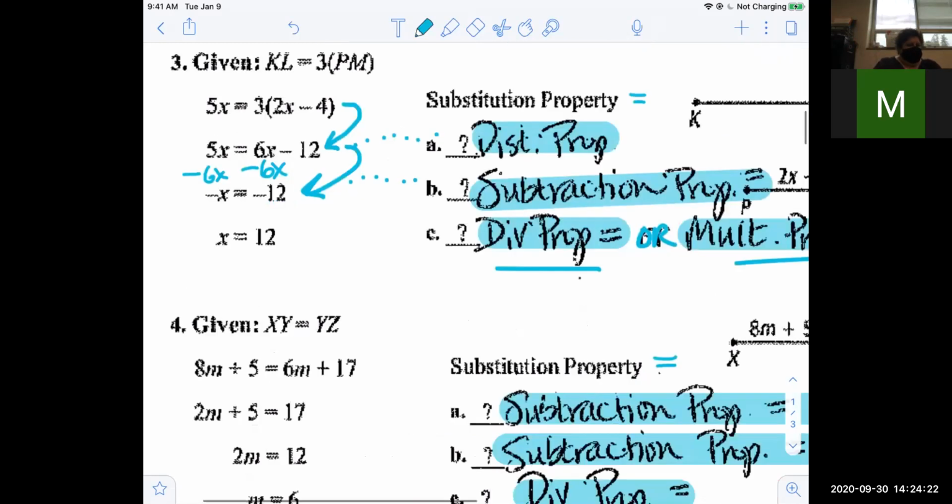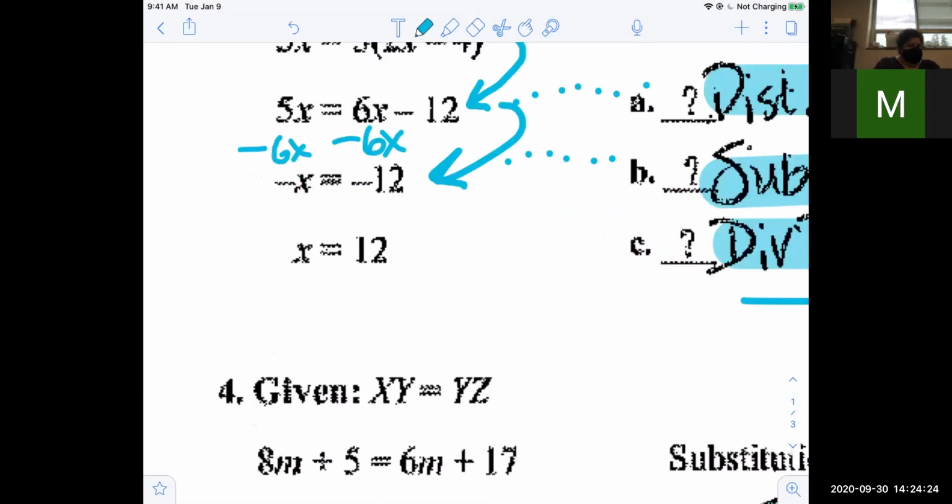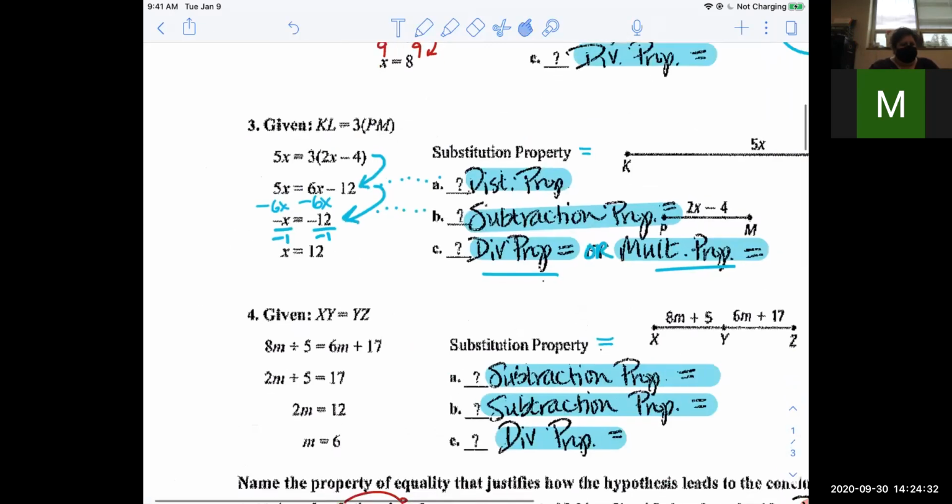So some people look at that and think I'm going to get rid of the negative sign, I'm going to multiply both sides by -1, and others think I'm going to divide both sides by -1. So whichever way you think of that, either one of those would be okay as your reason. Again, make sure you're putting property of equality on those.